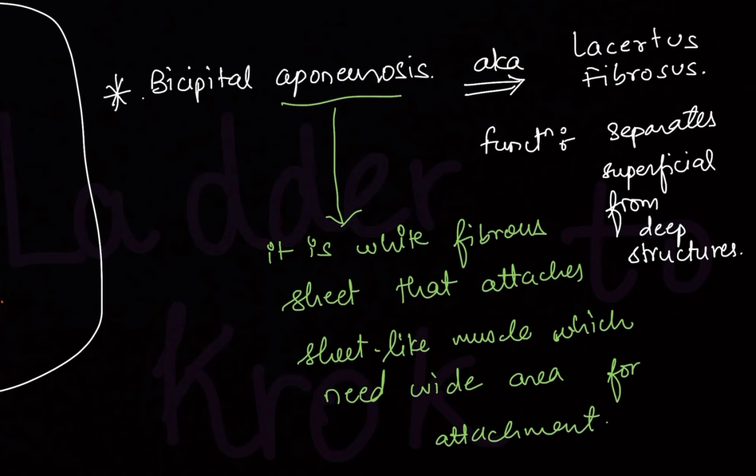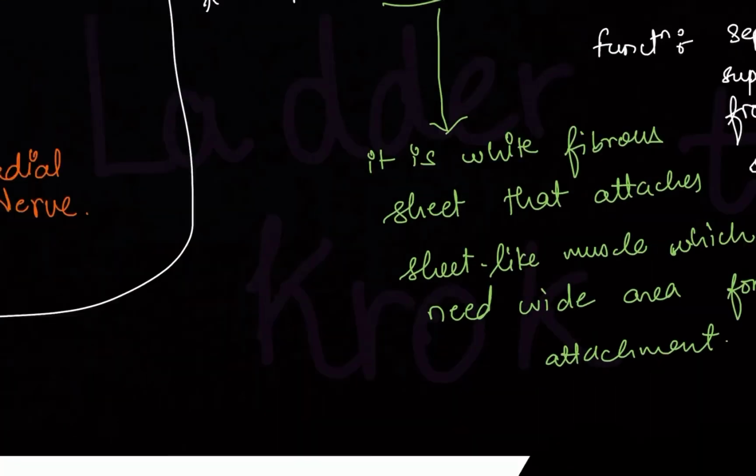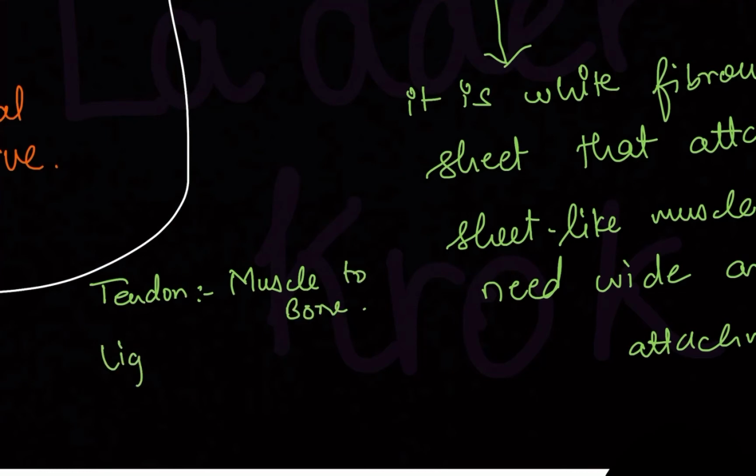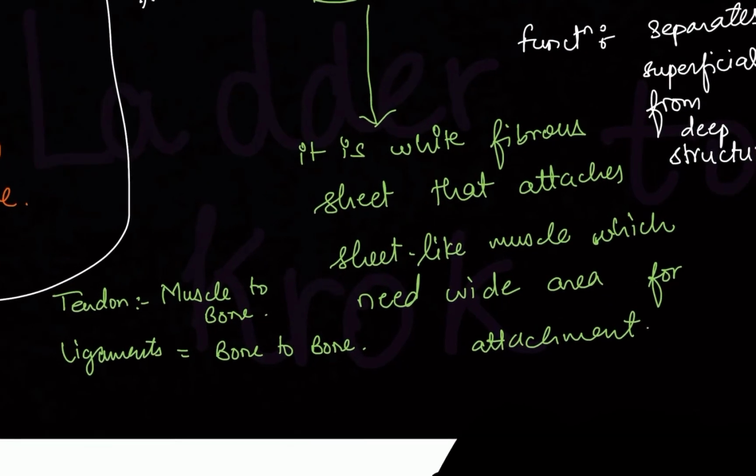And what is tendon? You should know tendon joins muscle and the bone. Then what was ligament? It joins bone and bone. So let's write that also over here. So tendon joins muscle to bone, ligaments join bone to bone, and aponeurosis is similar to tendon, but it is a delicate sheet. Tendon is a tough sheet, whereas aponeurosis is a delicate sheet.